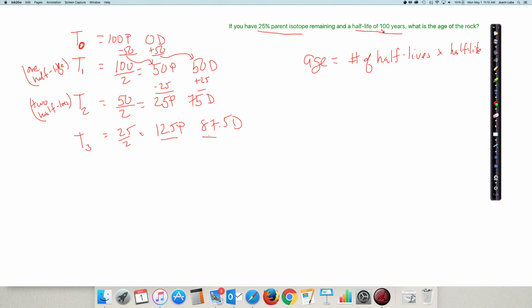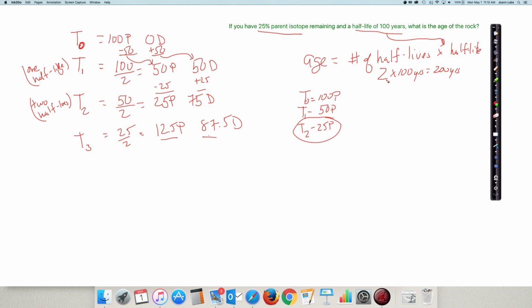So we know the half-life, that's already given to us. We have to figure out the number of half-lives. Hopefully you're thinking to yourself, oh, well, we just did that. So that's basically what you do. We have 25%. So I would start with T0 equals 100 parent. I'm not concerned with daughter here because it doesn't say anything about daughter. So at T1, after 1 half-life, I have 50 parent. Time 2, I have 25 parent. Oh, look, I have 25% remaining. I had 2 half-lives pass. So I would put 2 here times the 100 years equals 200 years. So our rock is 200 years old.